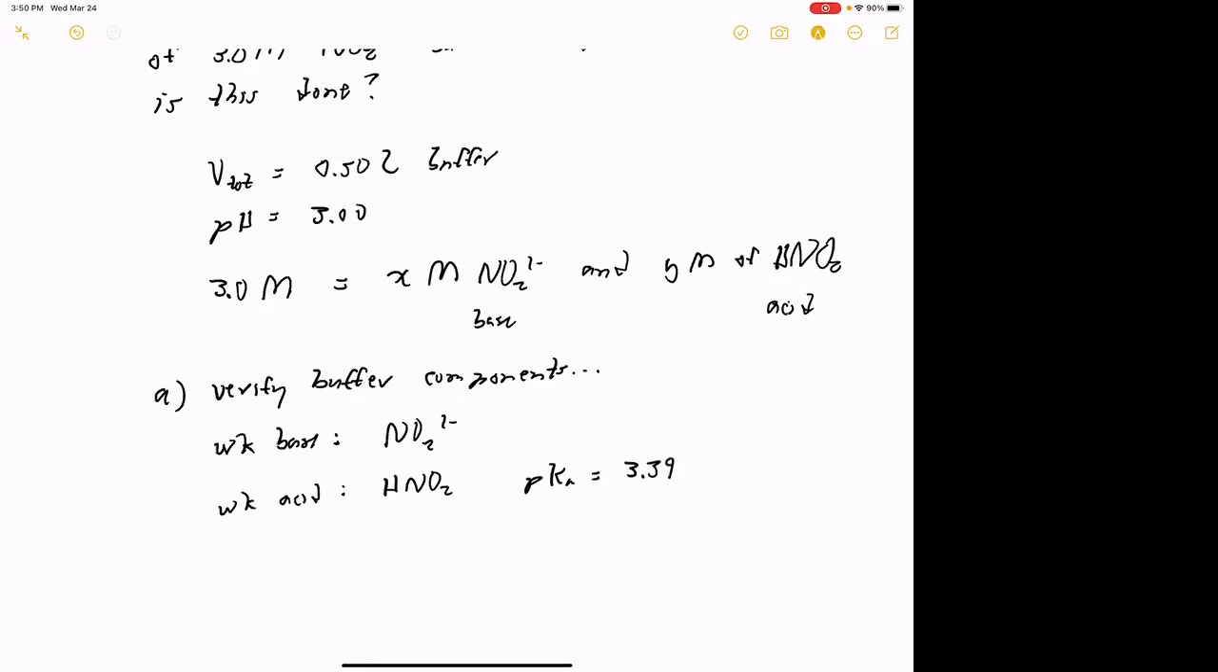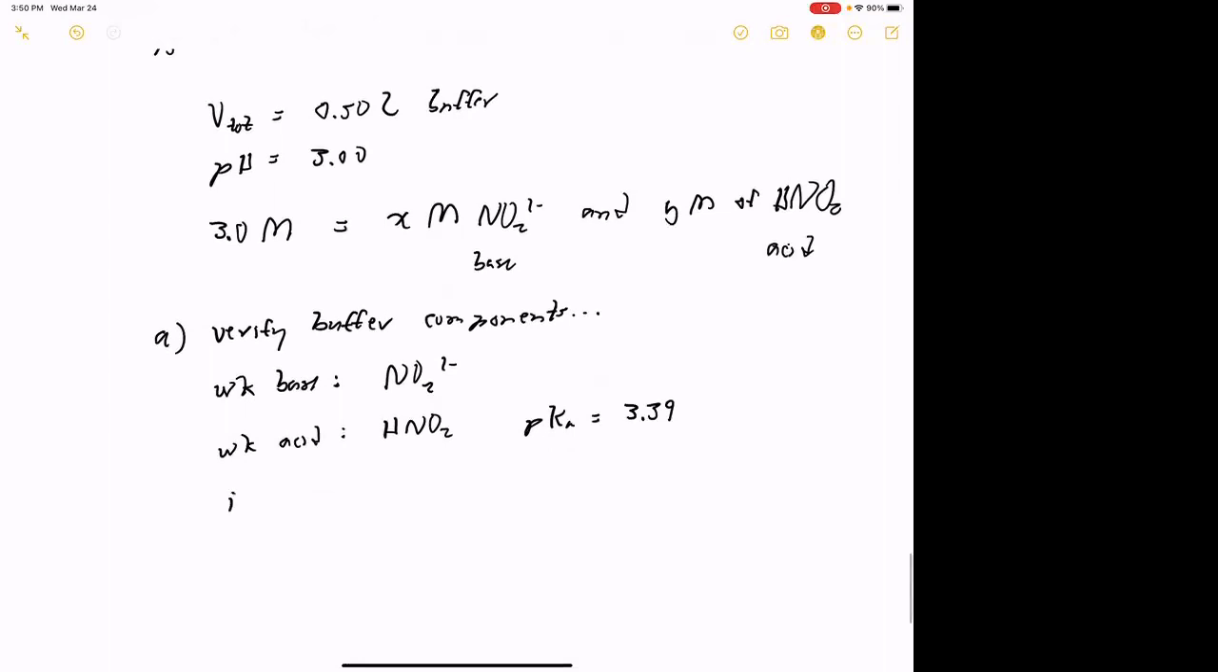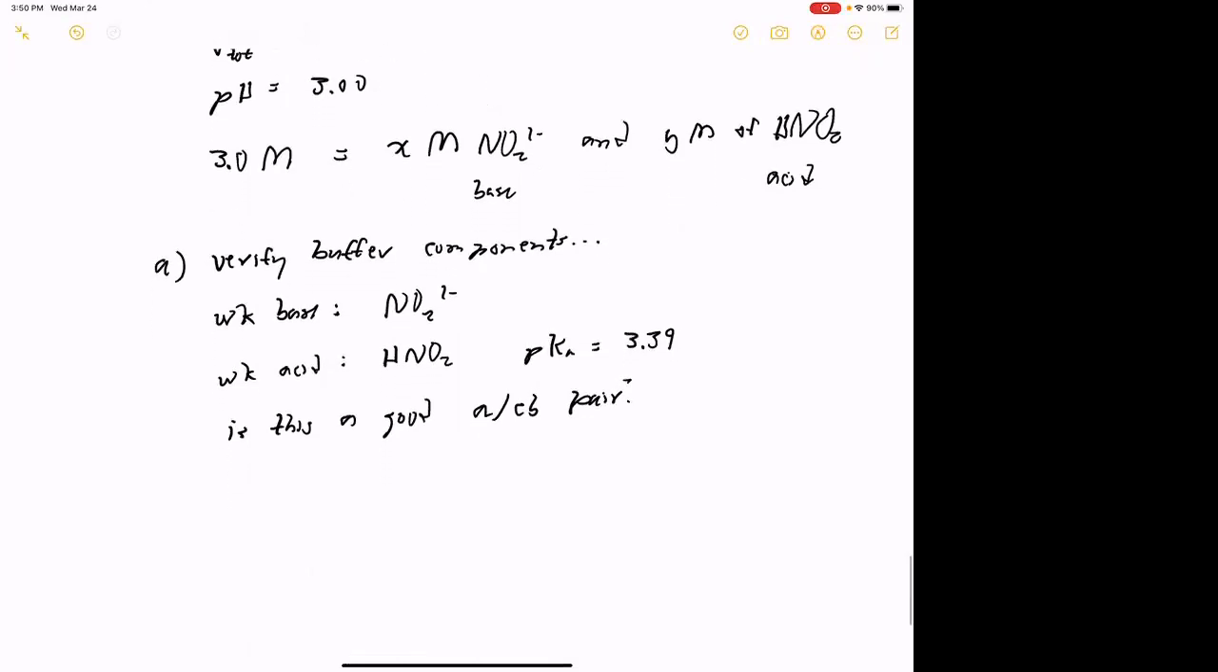Okay. So here's the deal. Is this a good choice? We need a rule for that, okay? So we might pose the question, is this a good acid conjugate base pair? Is it appropriate for the pH we want to get? Well, here's the rule for determining that.